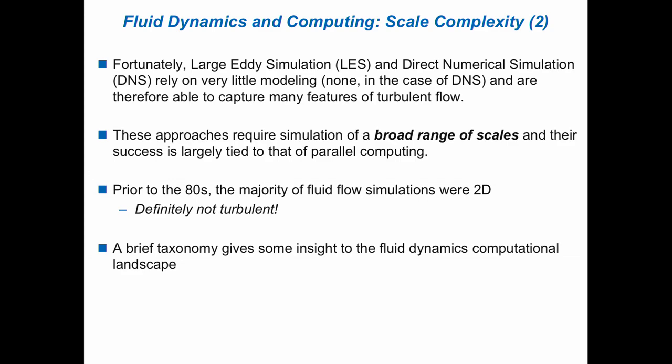So the good news is that large eddy simulation and direct numerical simulation rely on very little modeling, so none in the case of DNS. We just have these equations. They've been around for 150 years. They're highly nonlinear. They're hard to solve, but we have parallel computers. We can do that. We have a broad range of scales, and their success is largely tied to that of parallel computing. So prior to the mid-1980s, the majority of fluid flow simulations were 2D. Definitely not turbulence. You don't get turbulence in 2D. You have to be 3D.